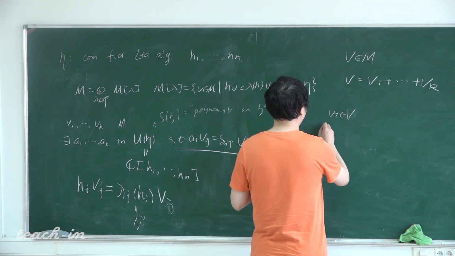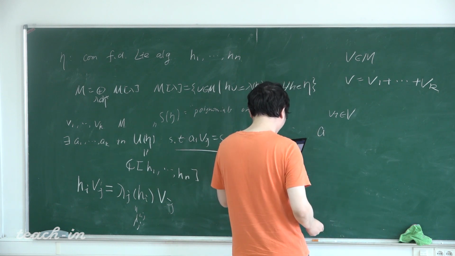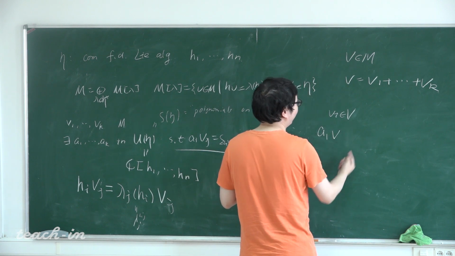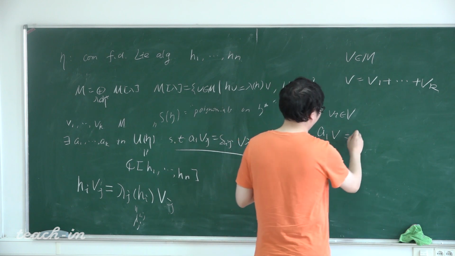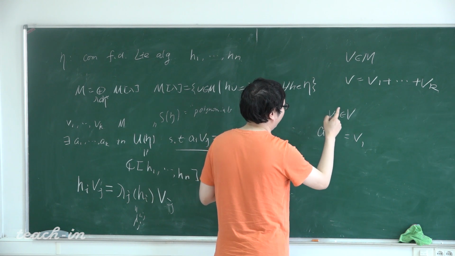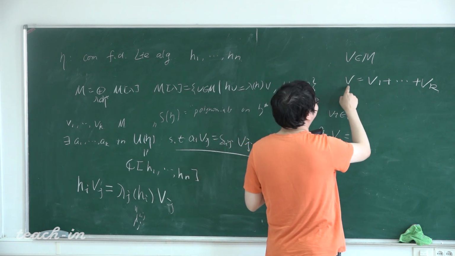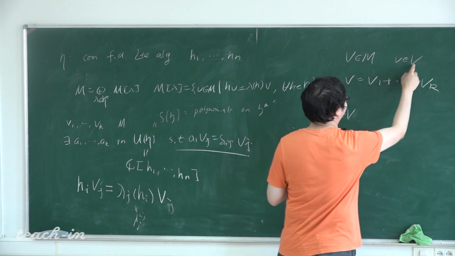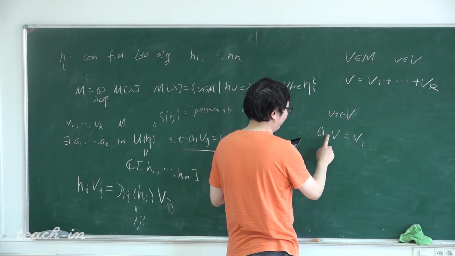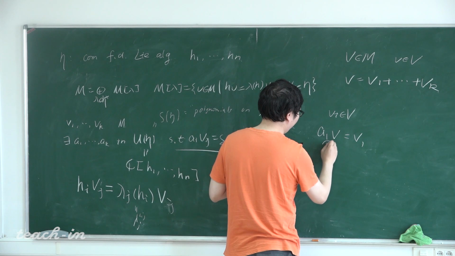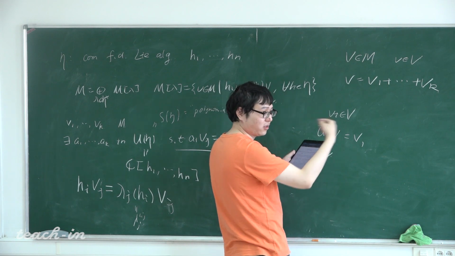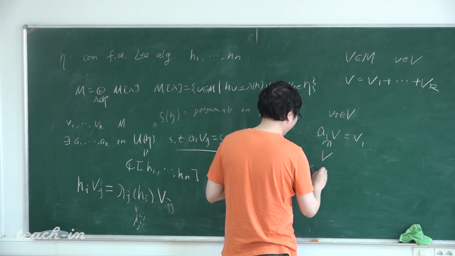How do we do that? We just apply the polynomial we just found, for example A1 acting on V, and we get V1, since it's a submodule. We choose some vector in this V, and since this is a submodule, it's closed with respect to these operations, so this is in V. So what is this? It's just V1 by the previous things we proved. So it now means V1 is in V.